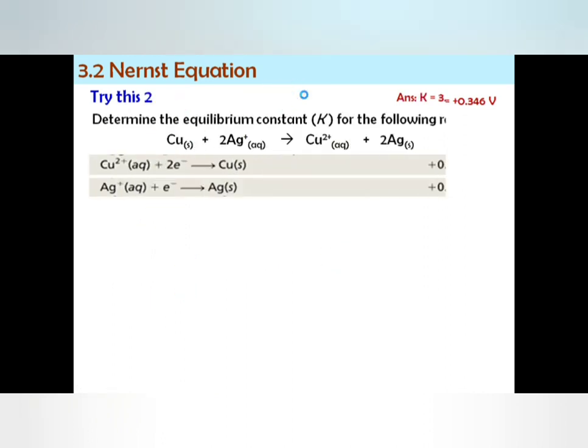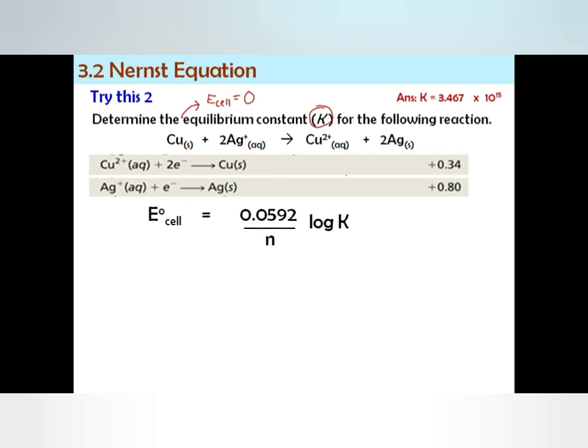Teruskan dengan try this too. Okay, for this one, we're going to use the third formula that we learned because we want to determine the equilibrium constant. Means this is at equilibrium. Di mana E cell sama dengan kosong. Lepas tu kan kita dah rearrange tadi equation tersebut menjadi ini. Jadi apa yang kita nak? Kita nak K sebenarnya. So bila kita nak K, tak perlulah awak nak dapatkan expression dia tau. Because we want K only. So apa yang awak kena ada?